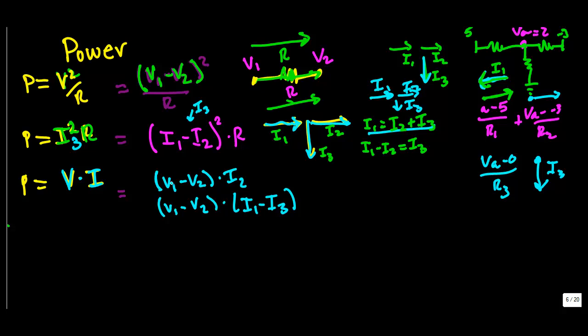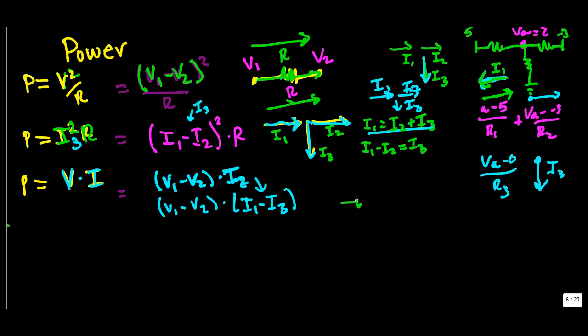So in this case, it would be the voltage difference between whichever way you think your current is going, multiplied by whatever current you have. And again, that could be substituted, I2 is equal to I1 minus I3. So let's try this out. Does this work? Let's think about our last problem.